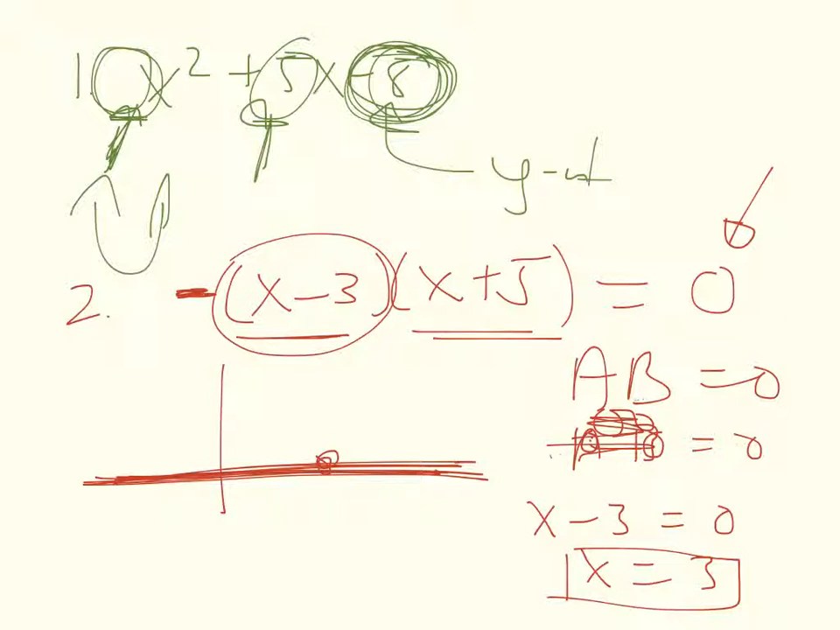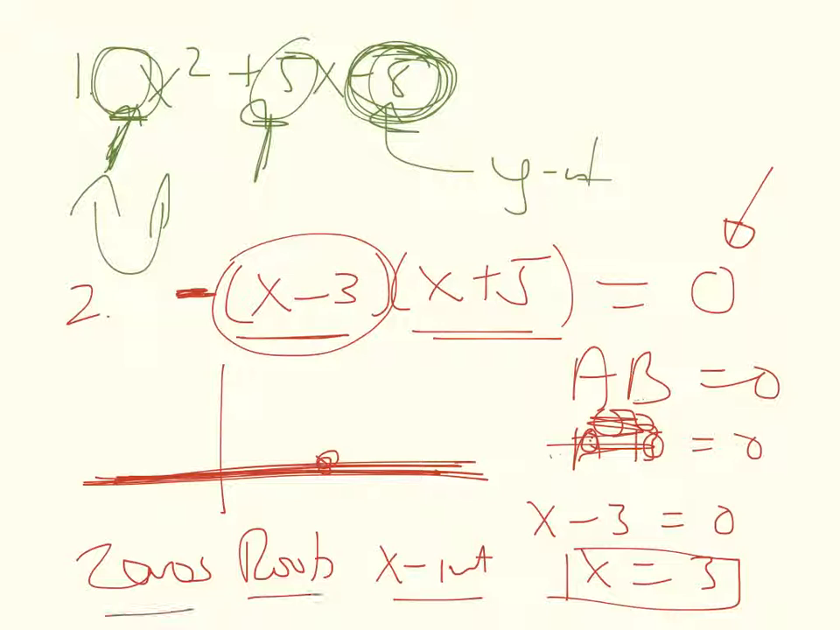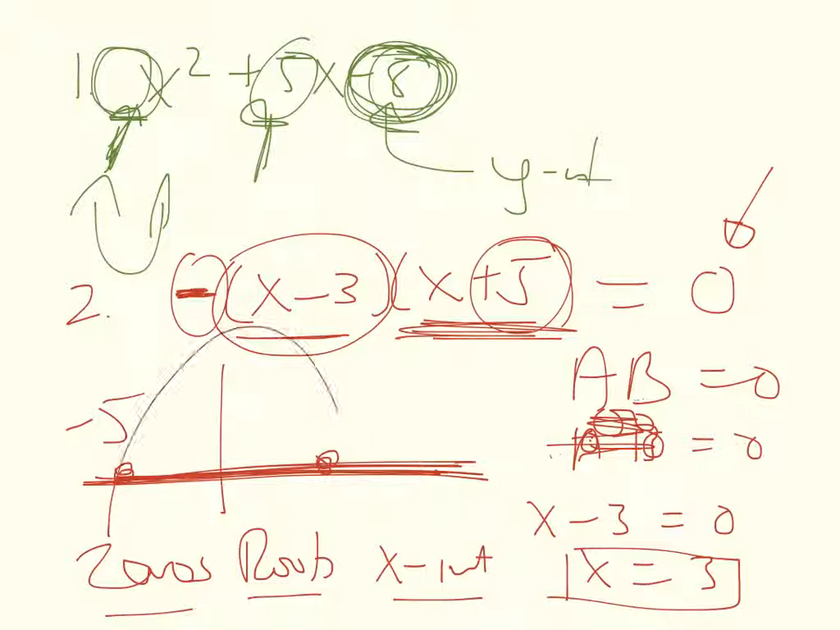So that would mean that I have 3 as my 0, or my root, or my x-intercept. So zeros, roots, x-intercepts, all the same thing, essentially, okay? What's my 0 from x plus 5? Well, that's going to be that number, but change the sign, so that's going to be over here at negative 5. And because this is negative, it's going to open down, so it's going to be something like that.